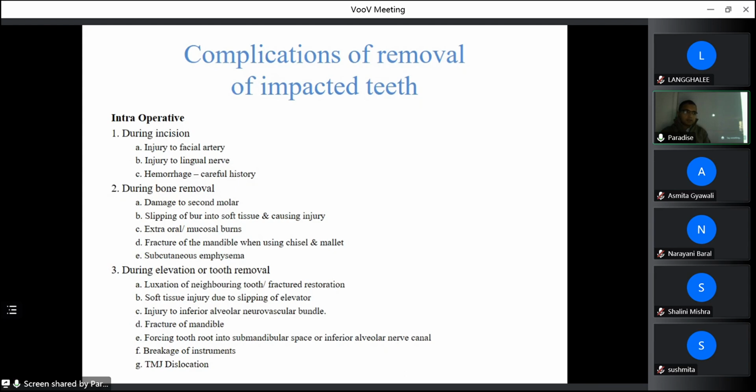There may be chances of fracture of the mandible. An impacted tooth is commonly associated with angle fractures, so you have to be careful. Never apply excessive force while removing the impacted tooth. Other complications are forcing the tooth into the submandibular space or inferior nerve canal, breakage of instrument, or TMJ dislocation.